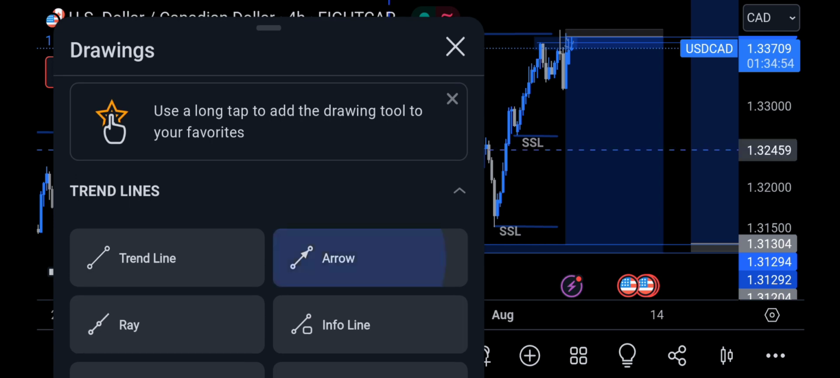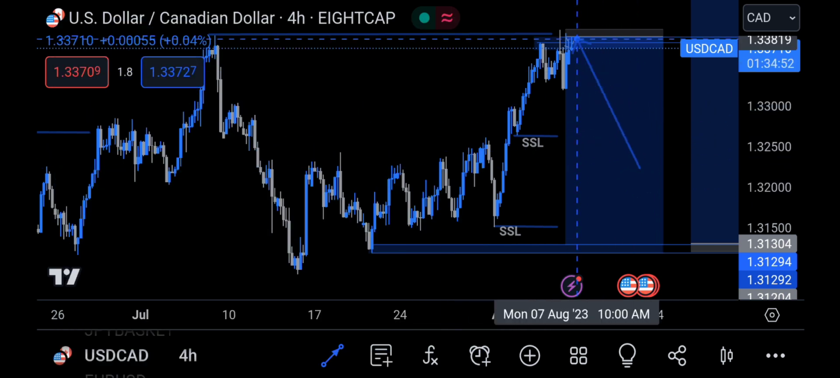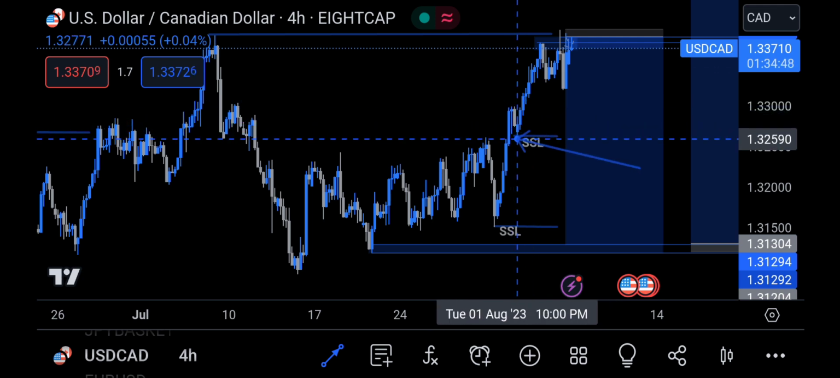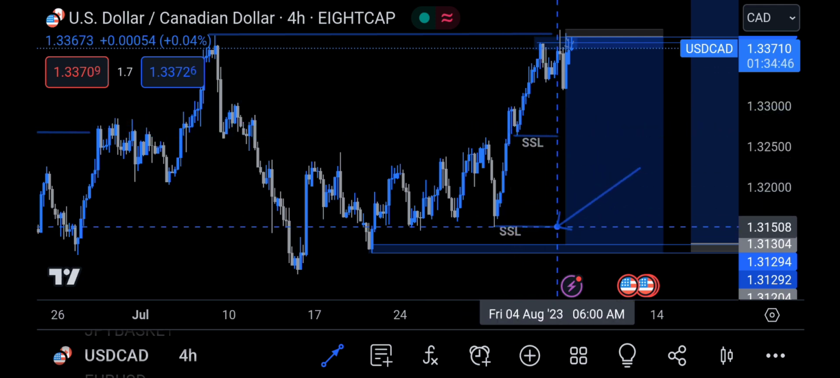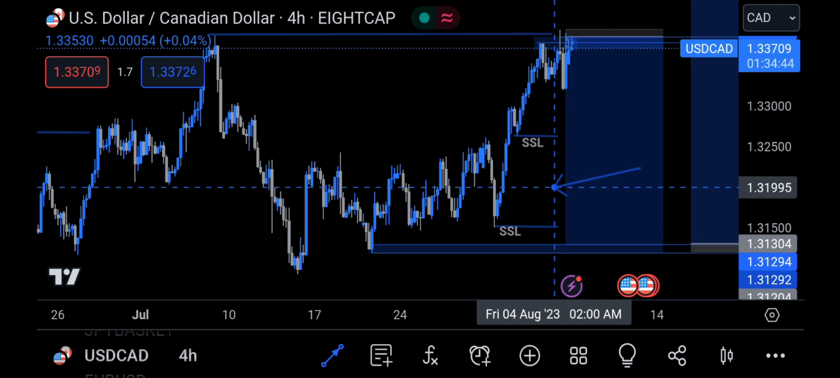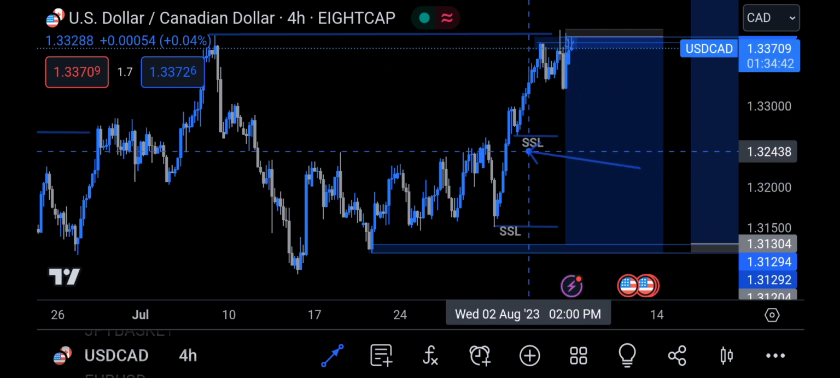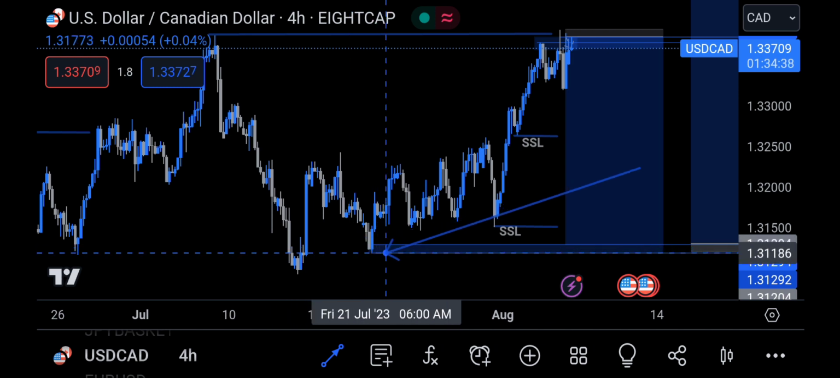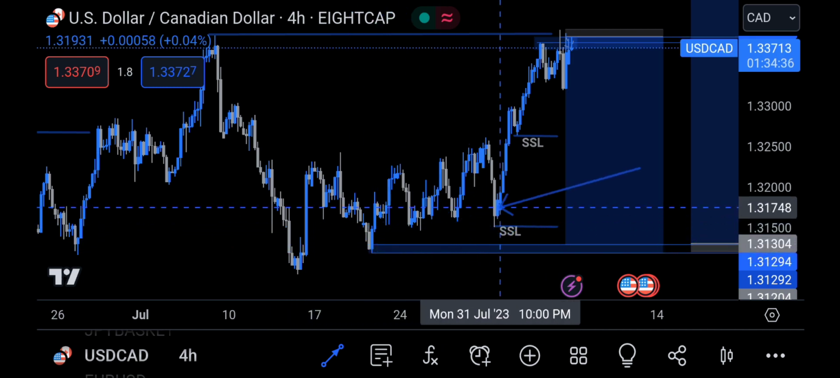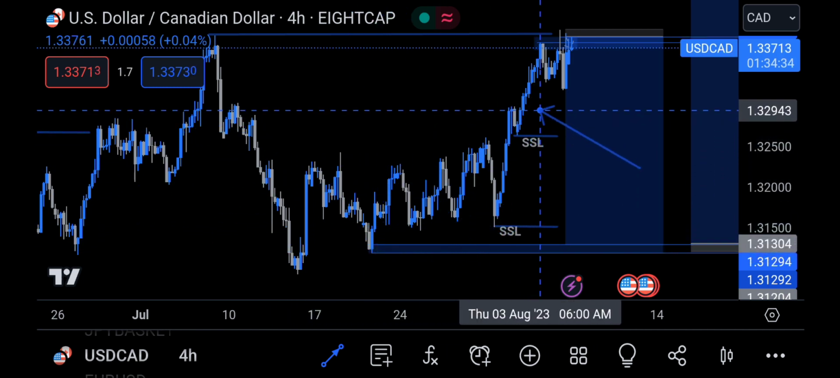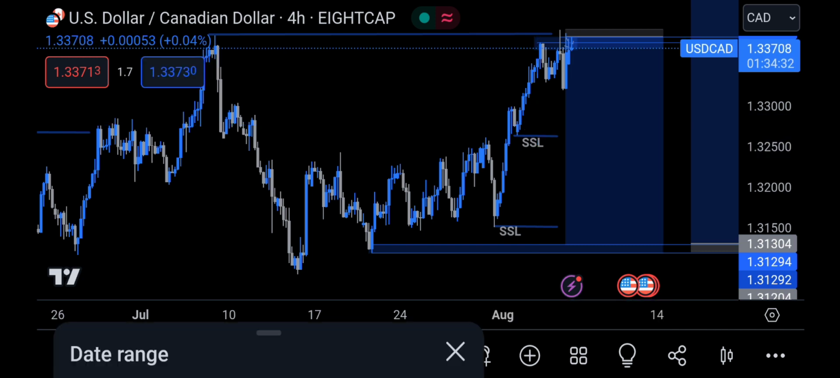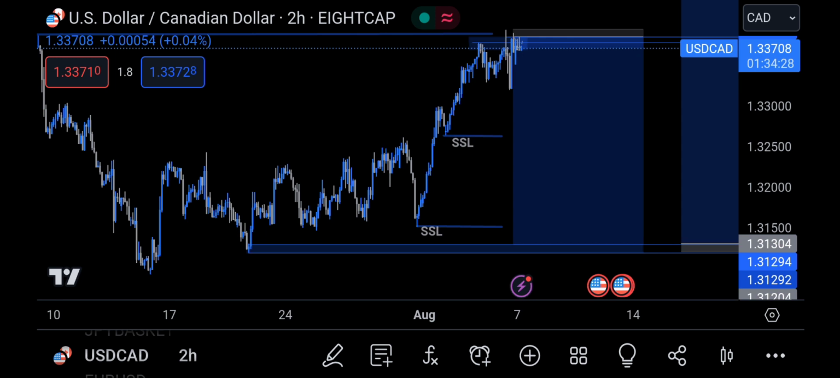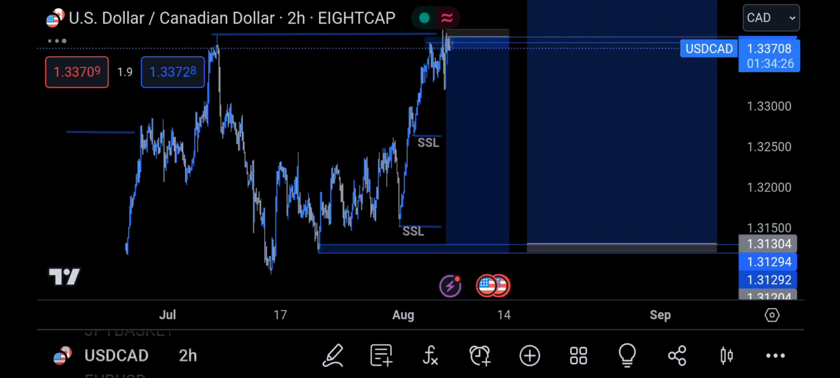But in as much as price is still below this zone, we might look for selling opportunity to take out these lows that we are having in the market. For me to buy, I want to see price take out all these liquidities, then come to this other order block that we are having at the moment. This is 4-hour time frame. So I'll go to 2-hour time frame because that was where I spotted the opportunity.